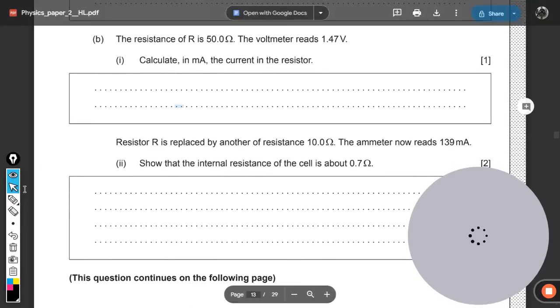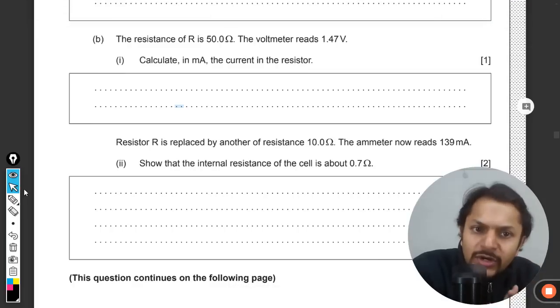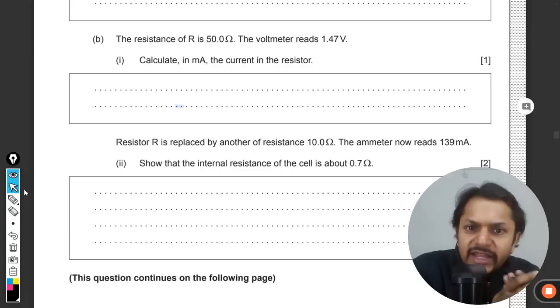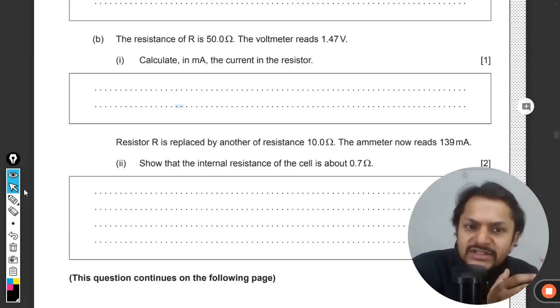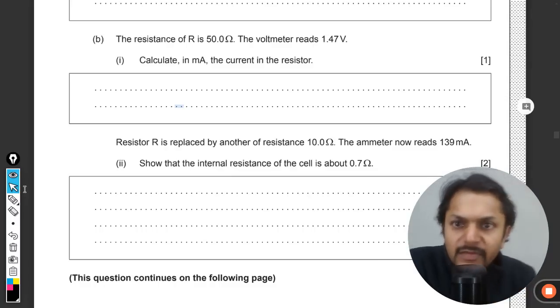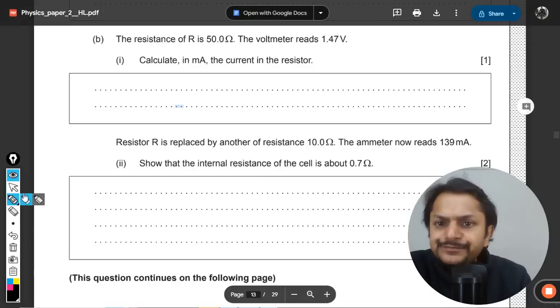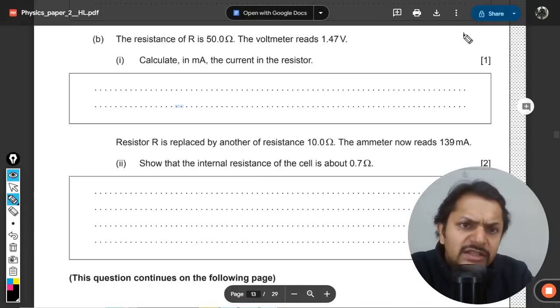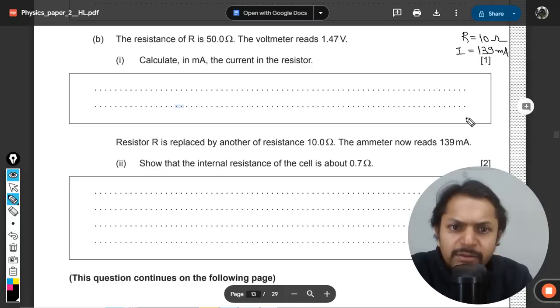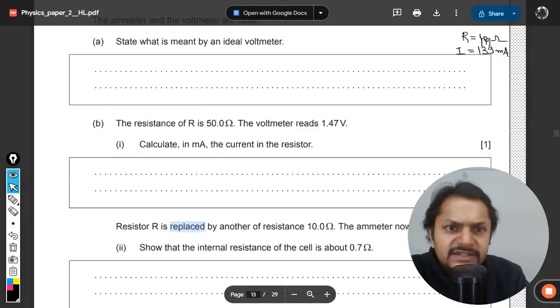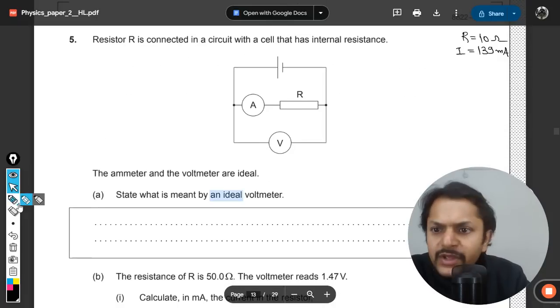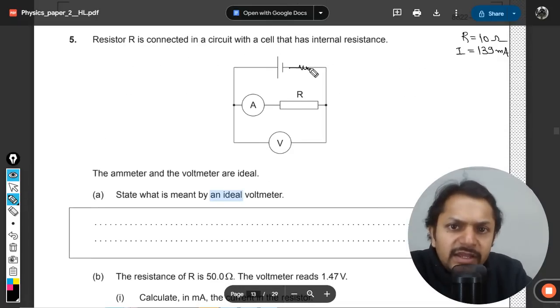Let us now see what is the next question. Resistor capital R is replaced with another resistor which is 10 ohm. The ammeter now reads 139 milliampere. Show that the internal resistance of the cell is 0.7. So let me note down the values. The resistance now is 10 ohm, and the value of current which is noted is 139 milliampere. We have to find the internal resistance. So this is the diagram, and we have to find the internal resistor here.